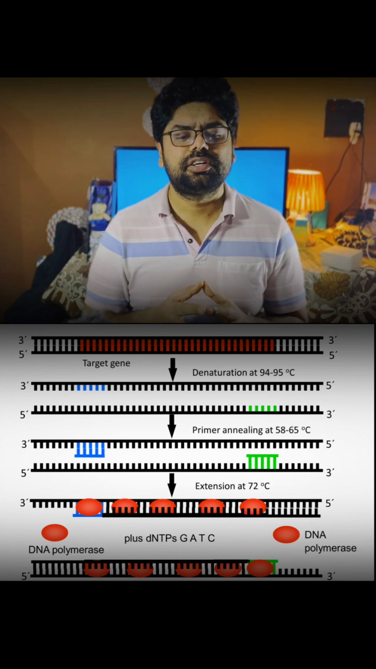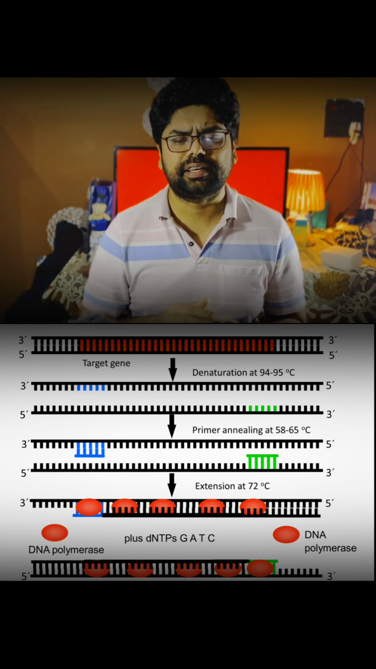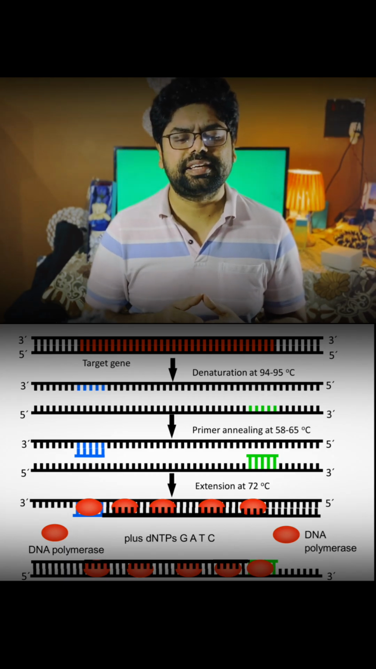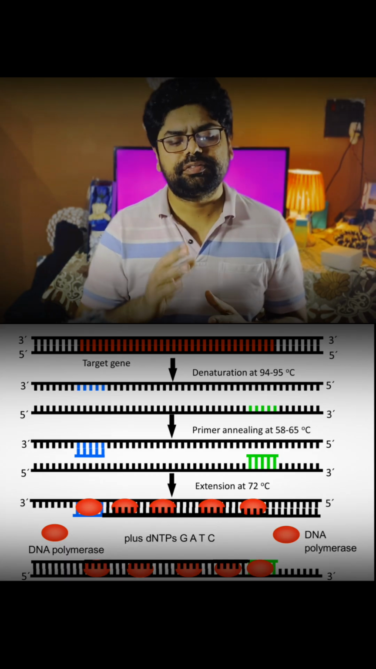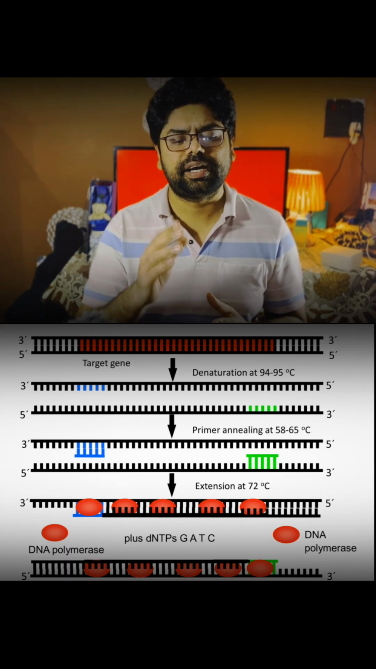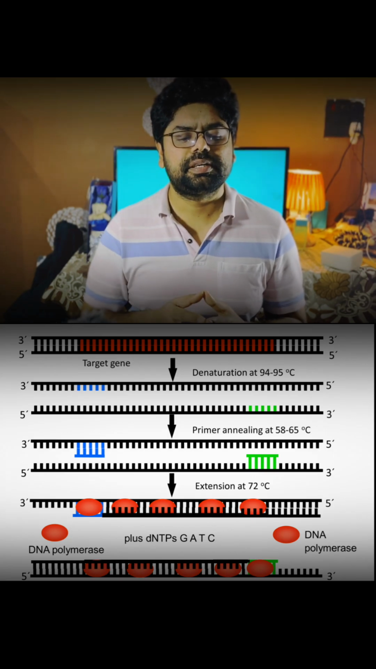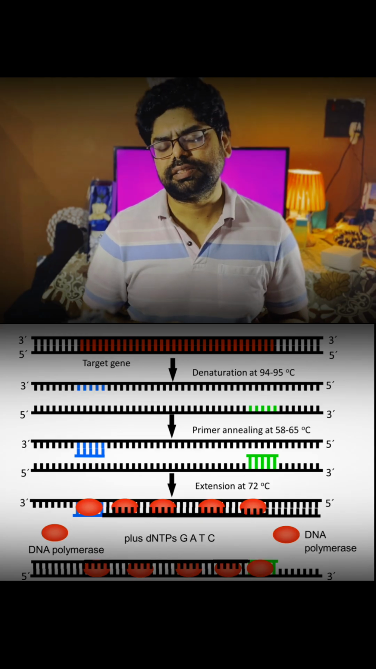Now the second step is annealing. The reaction mixture is lowered to 50 to 60 degrees Celsius for 20 to 40 seconds. Now the primer aligns to the complementary bases on the flanking region of the DNA template. At low temperature the primer could bind imperfectly; at high temperature the primer could not bind. So an annealing temperature 3 to 5 degrees Celsius below the Tm of the primer is basically used.